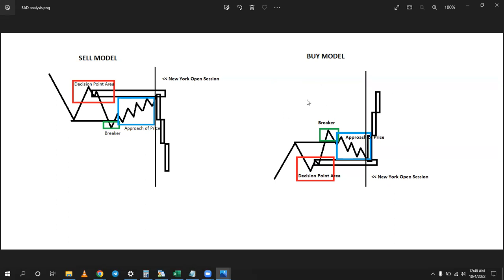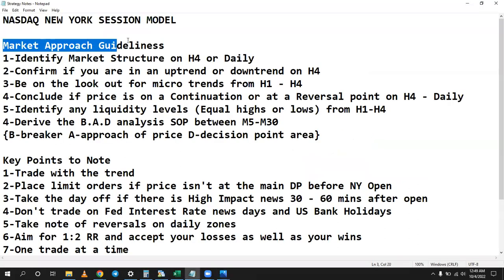Same thing for the buy model. We look out for the breaker, aperture price, then decision point area. Then price potentially will pump up in the direction of the trend, right? After the New York open, right? Yeah, so I think this is a good introduction to the market approach.